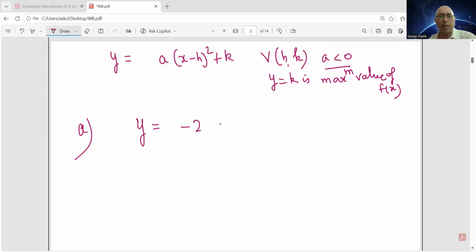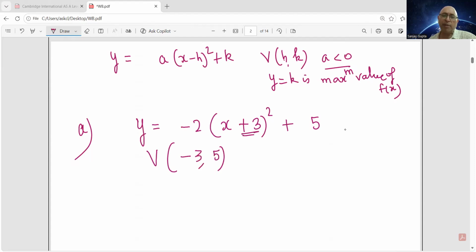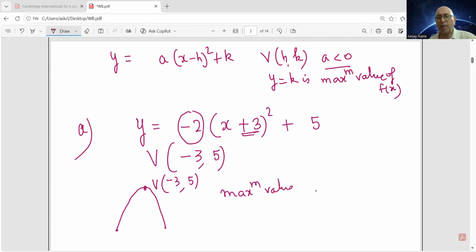Let's say I give you y equal to -2(x plus 3) whole square plus 5. So the vertex is going to be -3, 5. It is x plus 3. So vertex is -3, 5. The shape of the parabola is going to be like this because a is negative. And the maximum value of the function is 5 at x equal to -3.